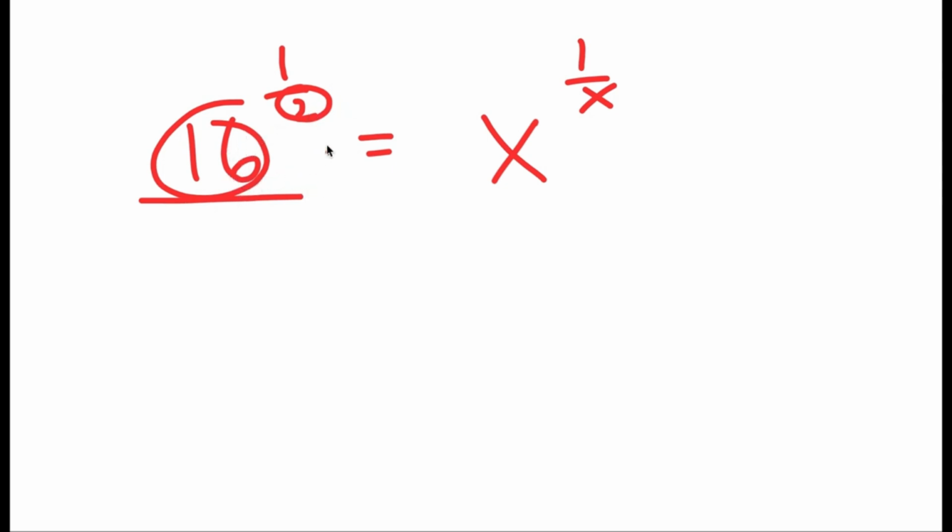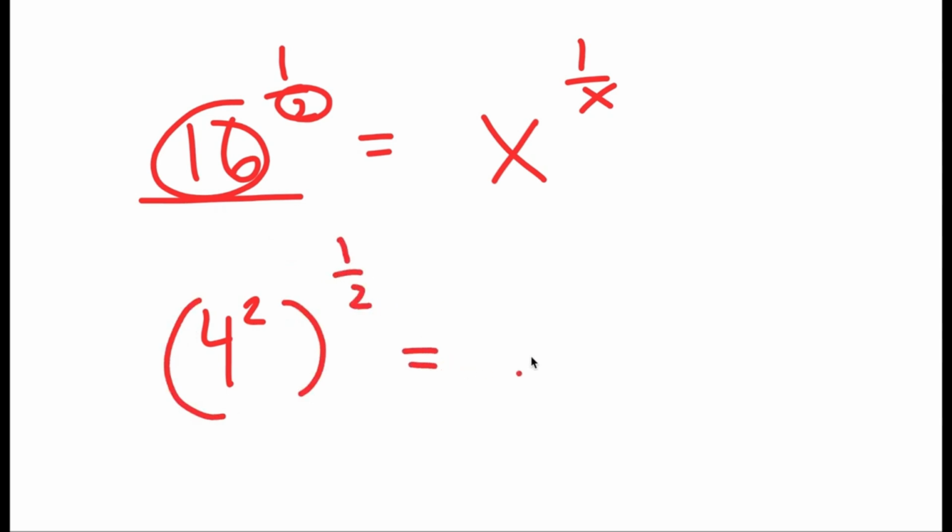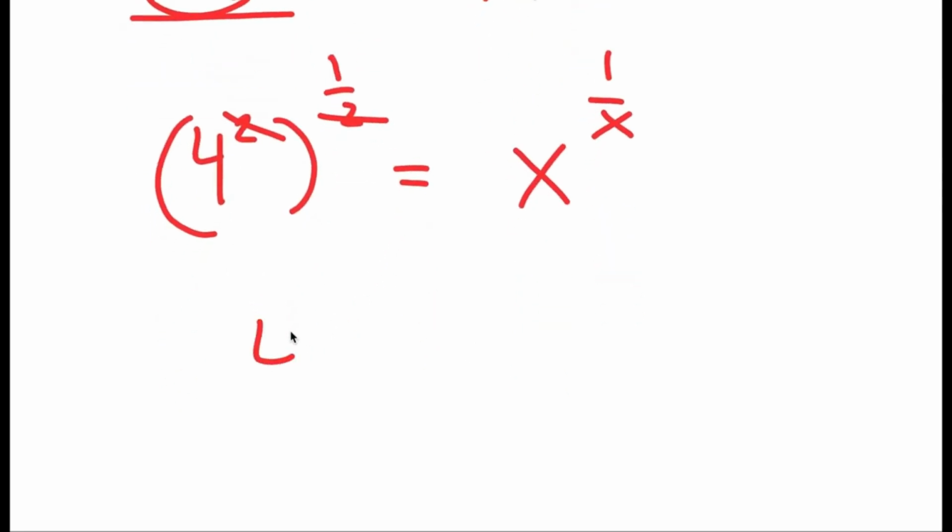So to do that, 16 is the same thing as 4 squared. So I'm going to rewrite it as 4 squared. So I have 4 squared to the power of 1/2 is equal to x to the power of 1 over x. And now remember, these two multiply. 2 times 1/2 is just 1.